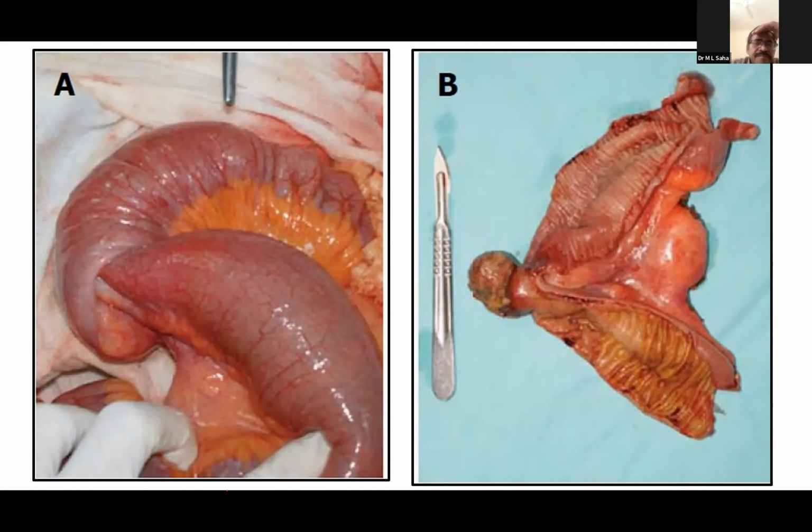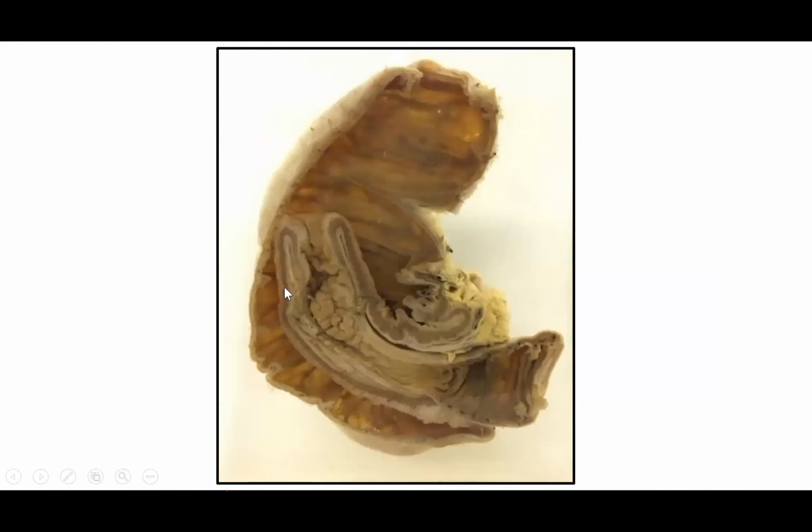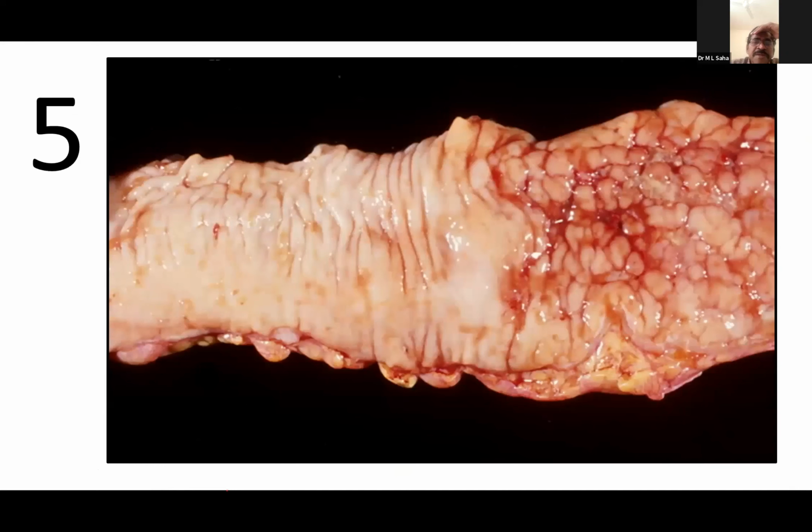Okay. Only 15 minutes. Shall we move to the next specimen? Yes, yes. One more specimen. 10 minutes more. Okay. Somebody else, please. Yes, ma'am. Dr. Soman is there. Dr. Soman, can you please unmute?